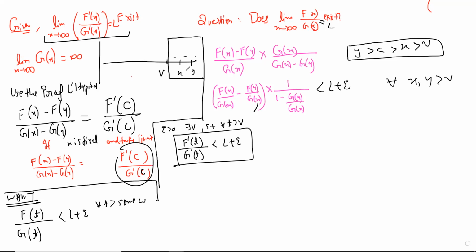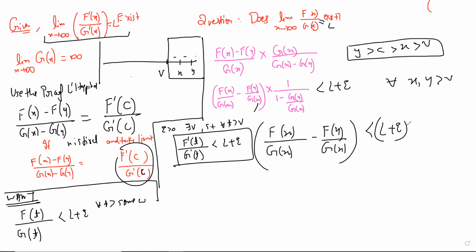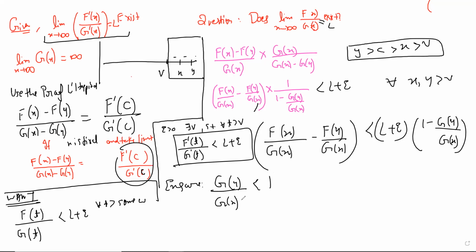Now what do we do? Now we can try to simplify. First of all maybe cross multiply or something. Yeah, let's do that. Can I cross multiply? You guys obviously know to cross multiply, I need this thing to be positive. So I need to ensure that g y by g x is less than 1. I need to ensure that.